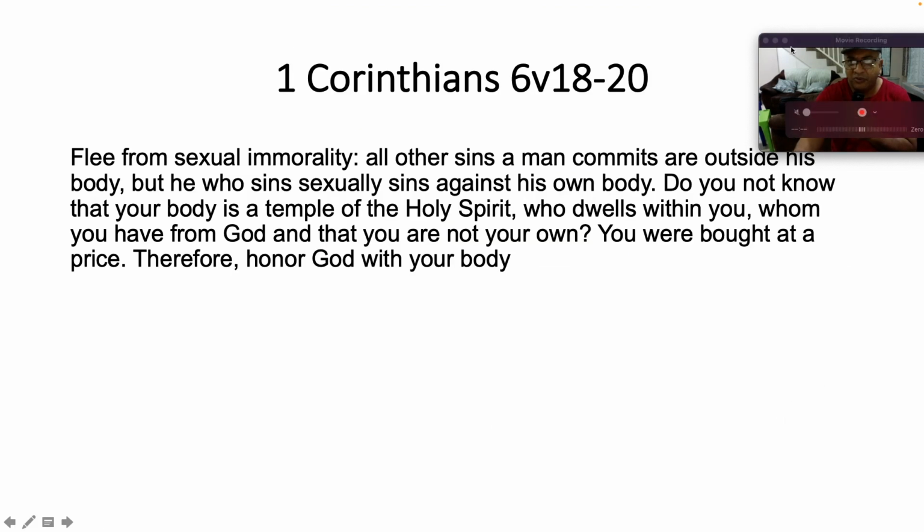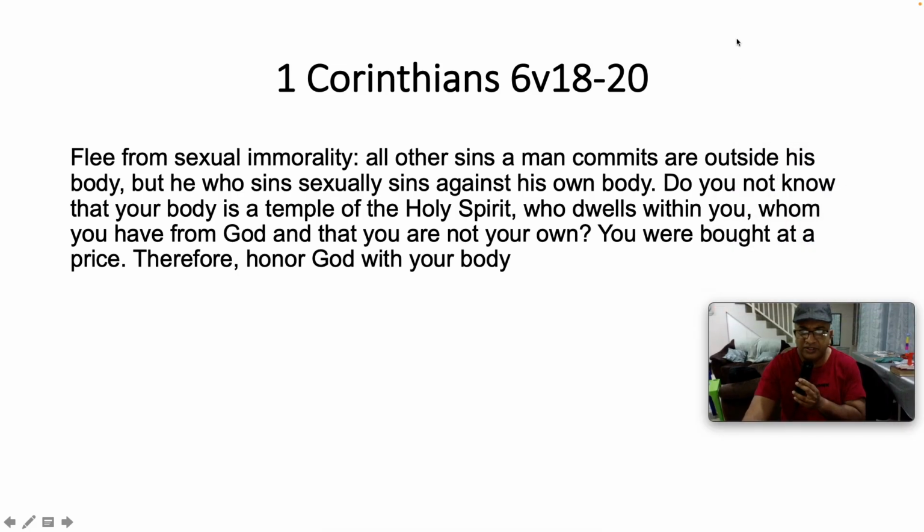Okay, my friends, Paul admonishes us in the book of 1 Corinthians chapter 6, verse 18 to 20. He says, flee from sexual immorality. Now, the word flee is a very strong word. It doesn't mean simply walk. It means you run away, you kick down, right? Flee from sexual immorality, because all other sins a man commits are outside his body. But he who sins sexually sins against his own body. Now, do you not know that your body is a temple for the Holy Spirit who dwells in you, whom you have from God, that you are not your own? You were bought at a price. Therefore, honor God with your body.